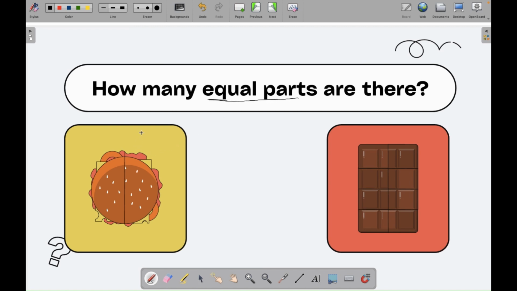Right? Say we have this burger, we have this chocolate. So we have divided this burger into two equal parts. And we have divided this into 8 equal parts. So 1, 2, 3, 4, 5, 6, 7, 8. So in both the cases we are dividing it into equal parts, right? Say 2 equal parts, 8 equal parts, we can have 10 equal parts, 20 equal parts. So whenever we have such cases wherein we are dividing something into equal parts, we use fractions to represent it. Okay.